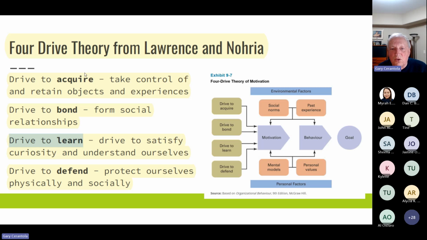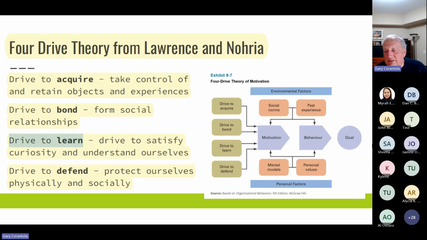Drive to acquire, take control and retain objects and experiences. That sounds like a need for achievement, right? Drive to bond, to form social relationships, the need to come together with people. The drive to learn, the drive to defend. This is a little different now. Drive to satisfy curiosity and understand ourselves and how this process works. So you can see that these drives, if they're recognized in people, can be motivated in a way that will shape their behavior to reach that goal.